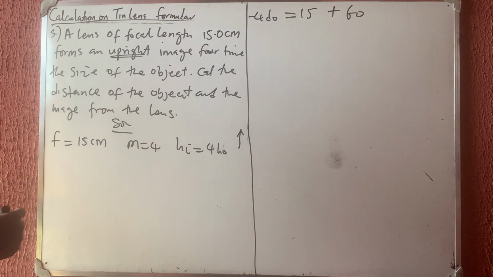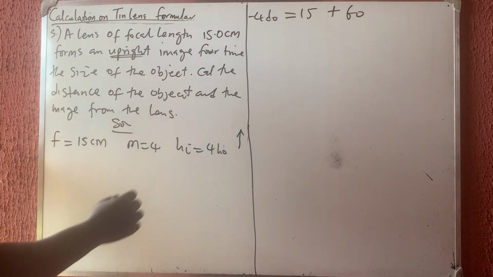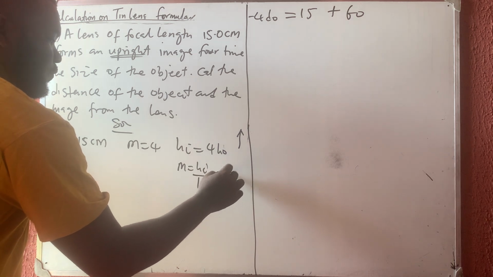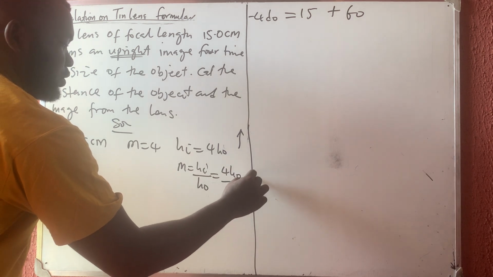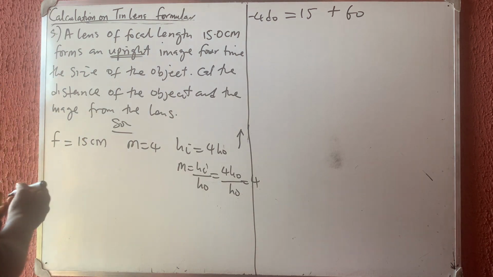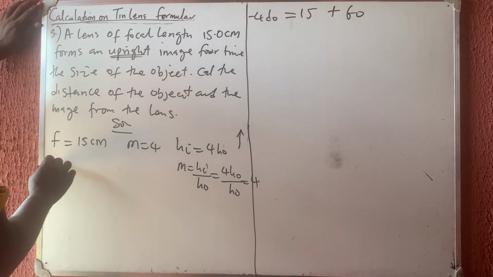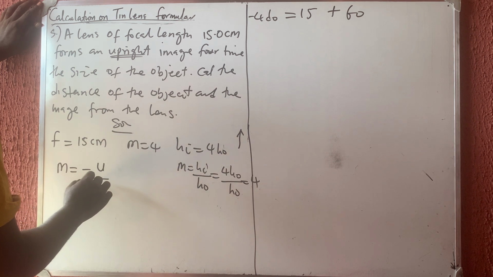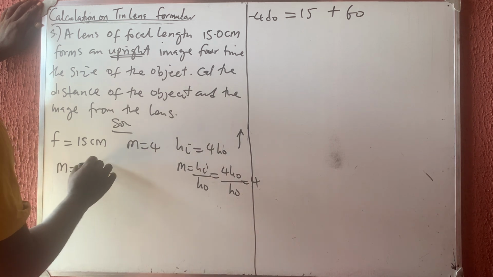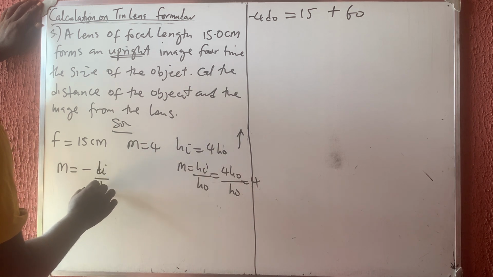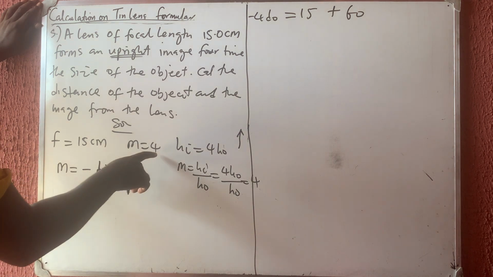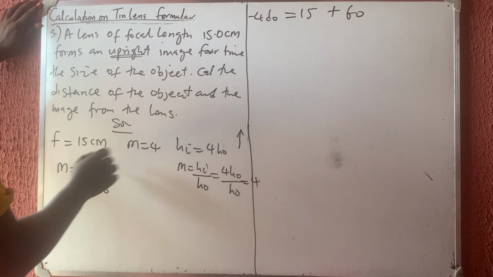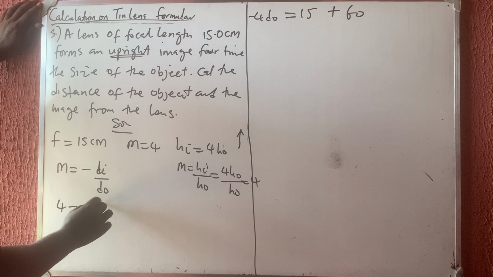And they are both positive. If they are both positive, then it means that my magnification is 4, because my magnification is HI over HO, which is 4HO over HO, which is just 4. Now, I know that my M is equal to minus DI over DO. Let me now put it. So I have that my 4 is equal to minus DI over DO.